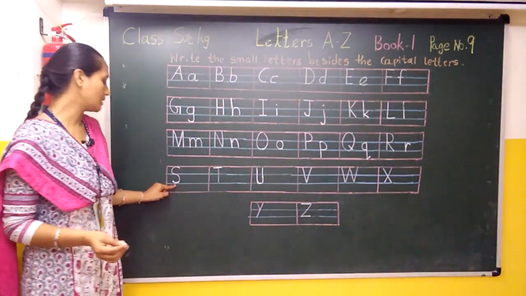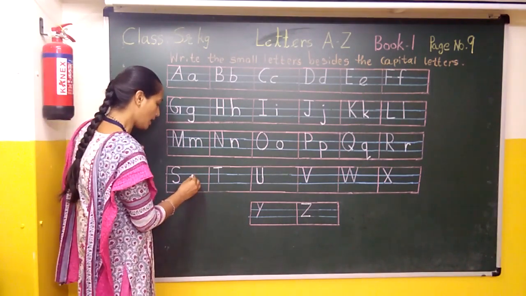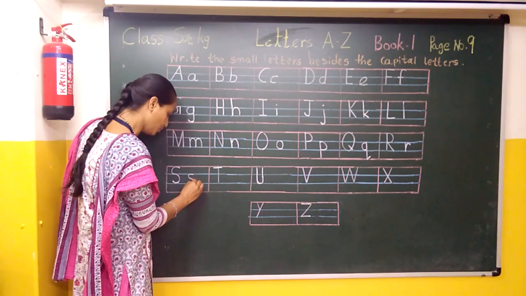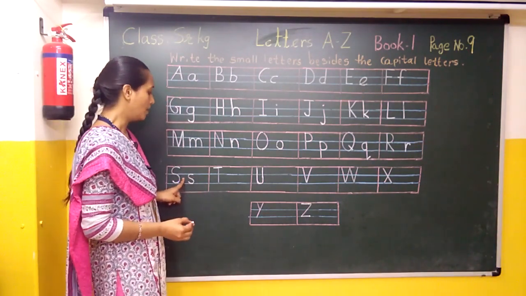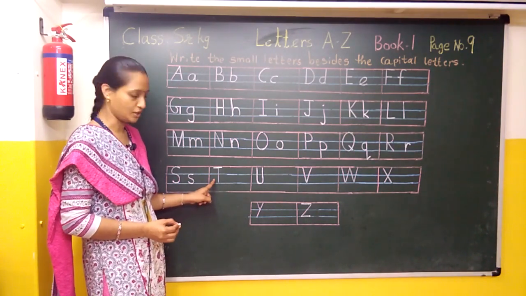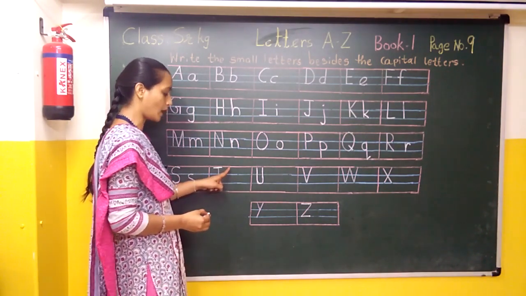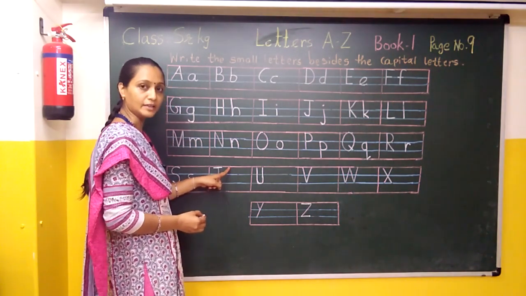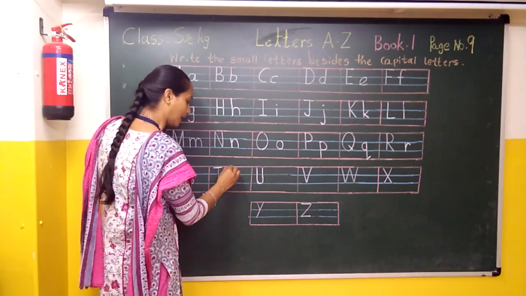Now, this is capital S. We have to write small s between these two blue lines, that is second and third line. Now, next is capital T. Now we will write small t here. We have to start from the red line, that is our first line, and then end it here on the third line.